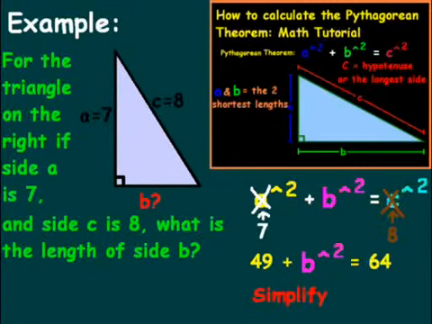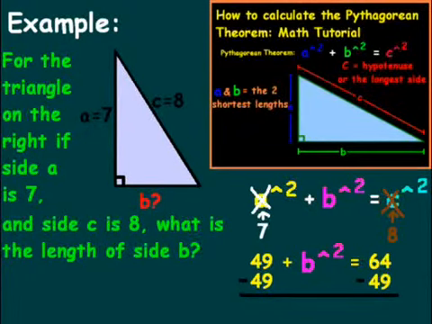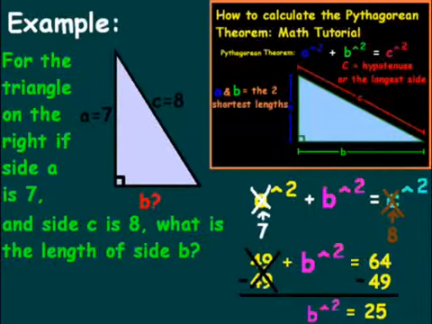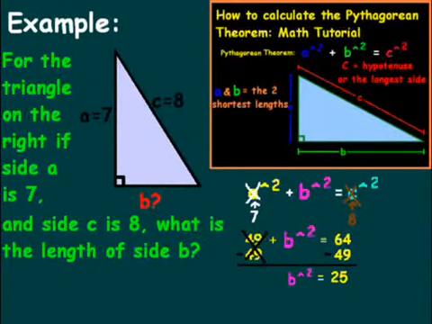Next, we want to try to simplify the equation we have. So we're going to subtract 49 from both sides, so we can get b squared on one side by itself. If you subtract 49 from 49, that gives us a total of 0. And then if we subtract 49 from 64, or 64 minus 49, that's going to equal 25. So b squared equals 25. And I'm going to shrink this equation down a little bit here.